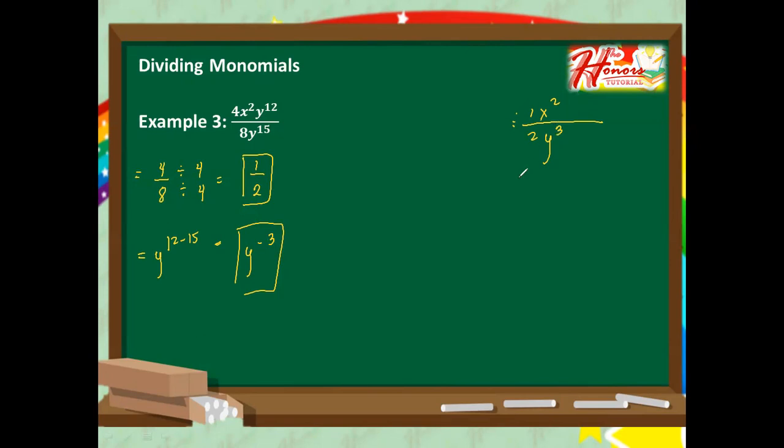So is this the final answer? No, it's not, because you can still see 1 here. If 1 is the numerical coefficient, please do not write it and make it invisible. So your final answer should be x squared over 2y cubed. And that's it. That is the final answer.